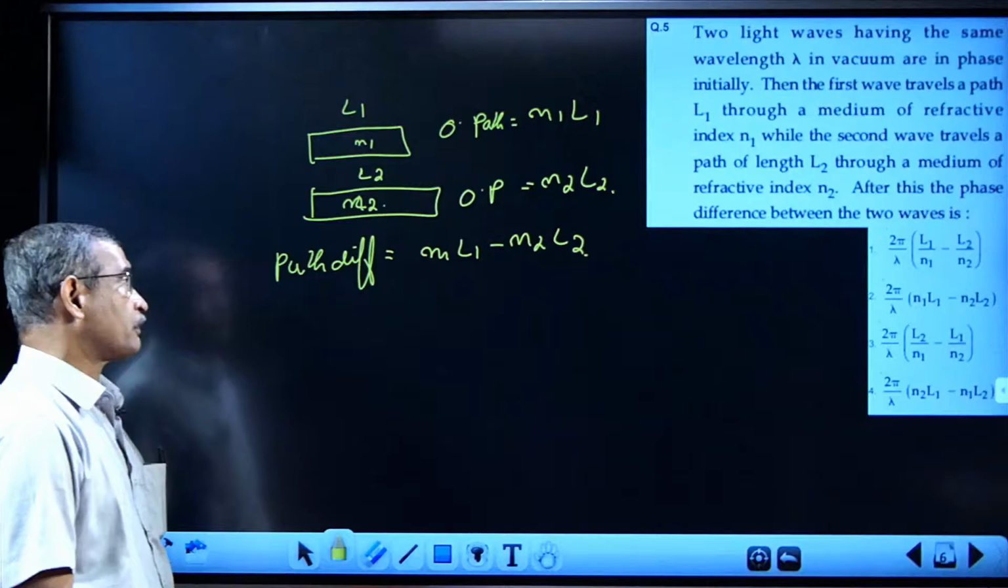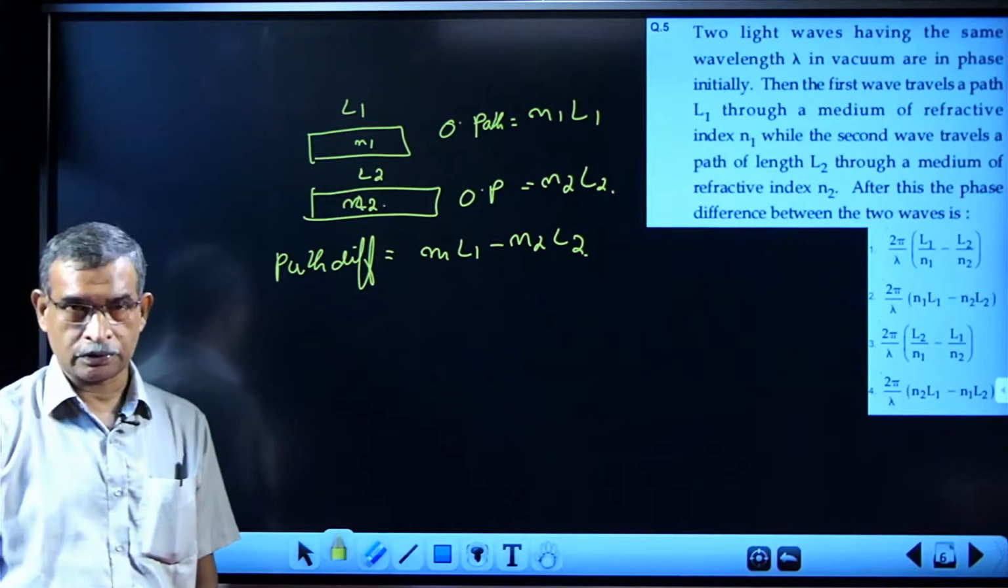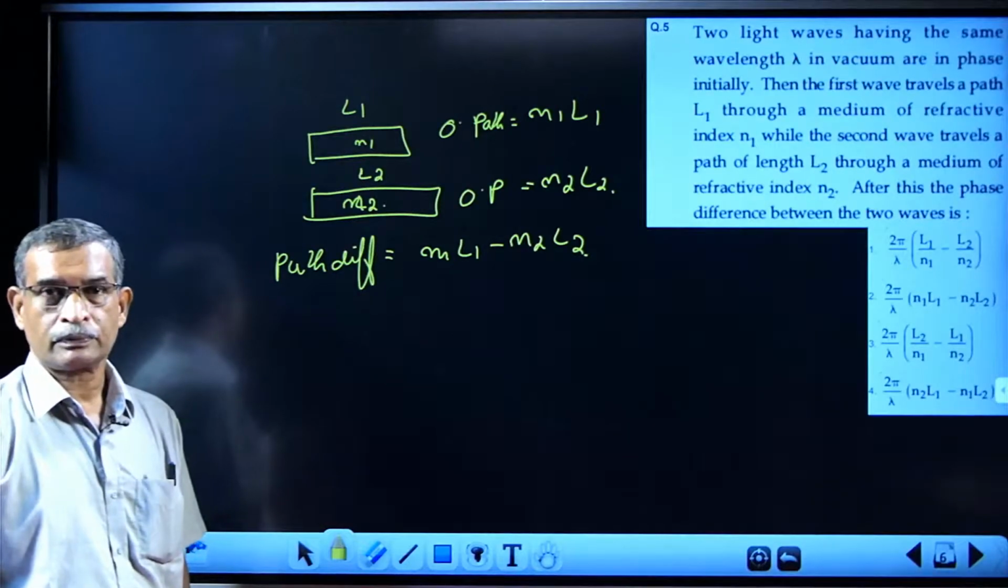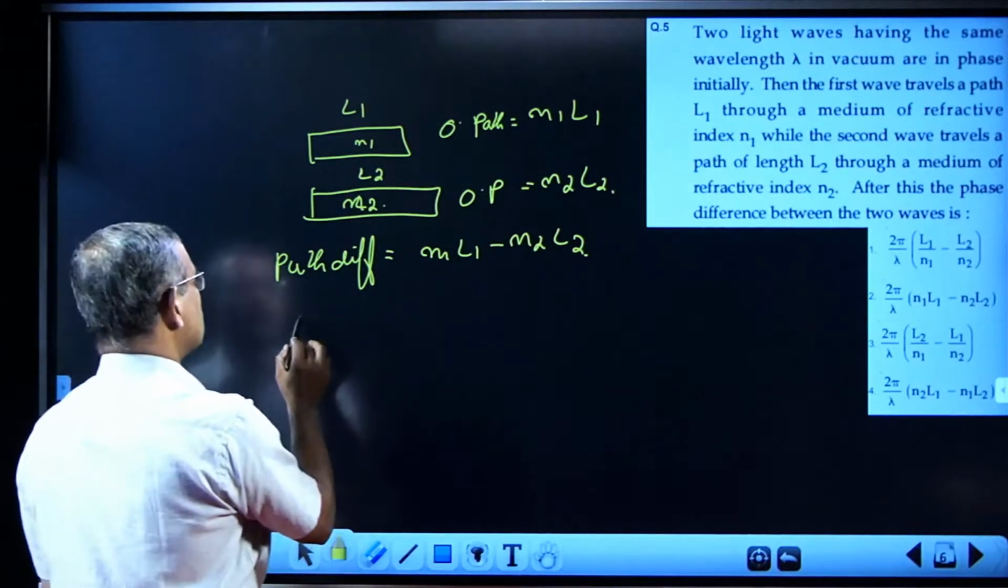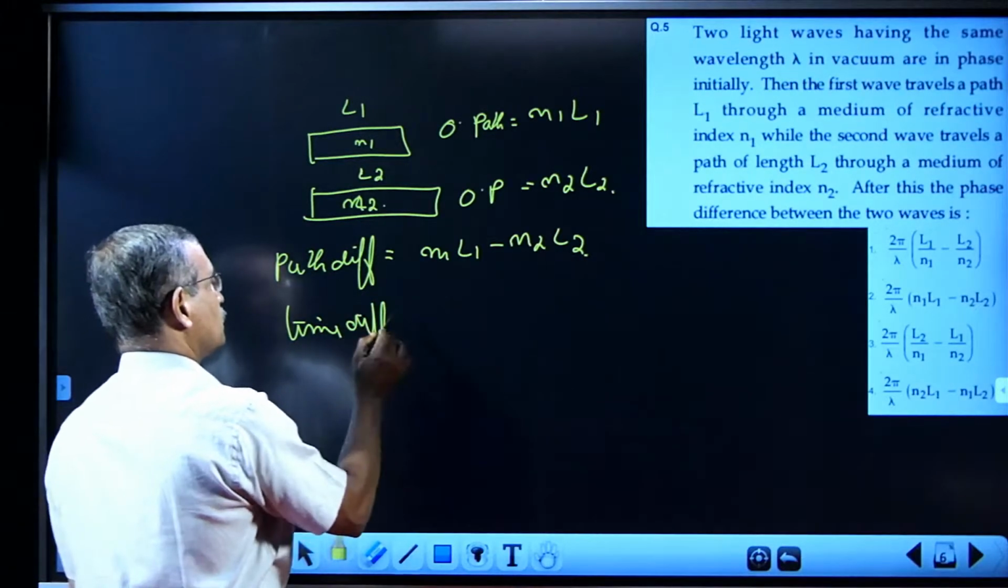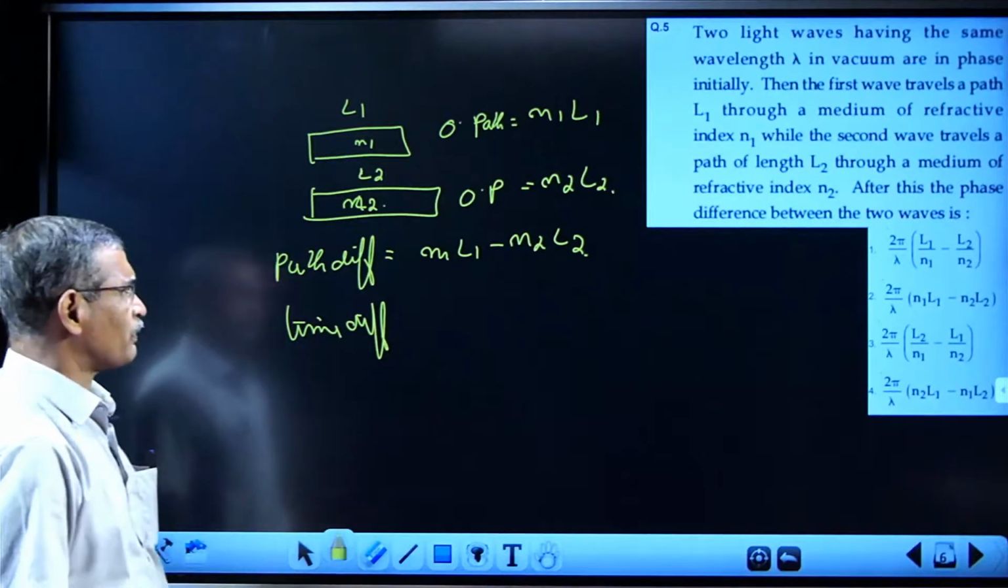Now what is the time difference between them? Path divided by velocity c gives time, and therefore the time difference. Or we can say the path difference is obtained.